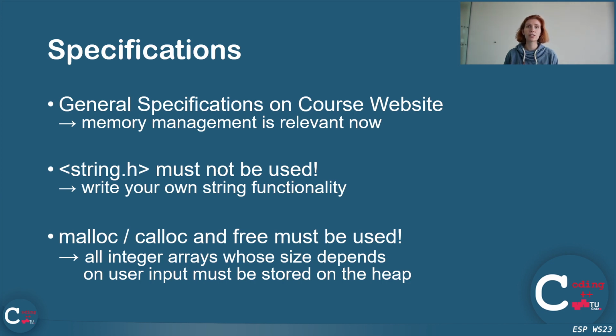The second specification is that malloc or calloc, if you like that better, and free must be used. So for your simulation to work, you need to create some arrays to store your data. And all these are integer arrays whose size depends on the user input. So it depends on the number of floors, it depends on the number of guests, etc. All these arrays must be stored on the heap. So please take care to follow those 2 additional specifications.